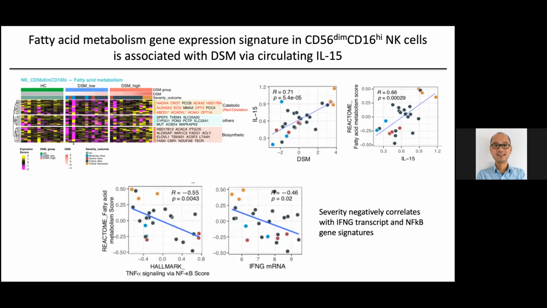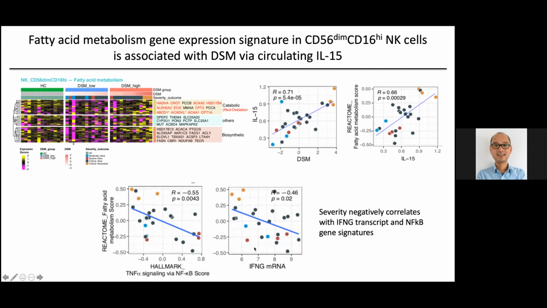The other thing we saw was that the inflammatory genes, for example those downstream of NF-kappa B, tend to be negatively associated with this fatty acid gene signature, as well as interferon gamma. So these are typically markers of inflammatory activation in these cells.